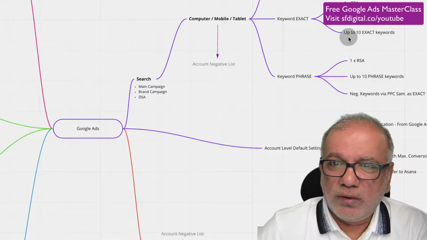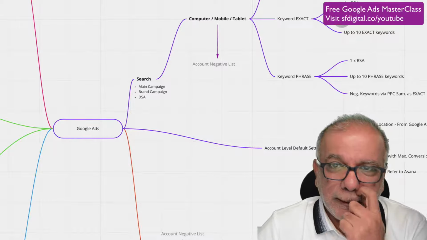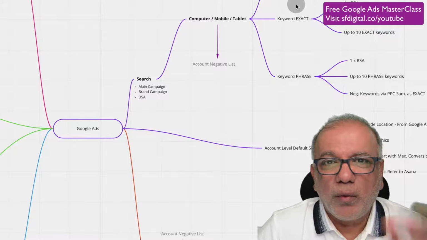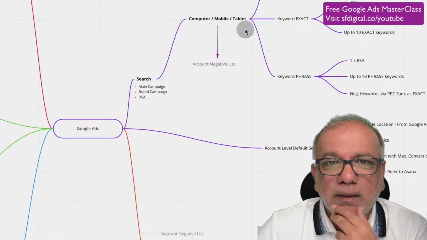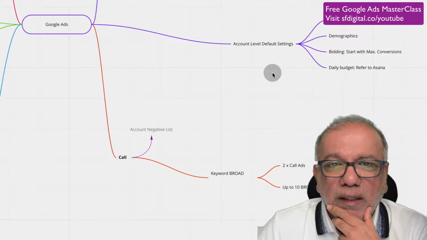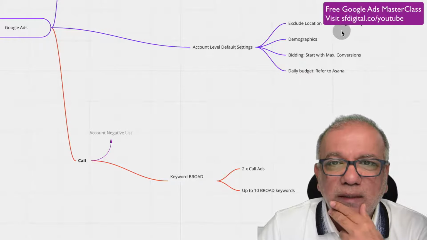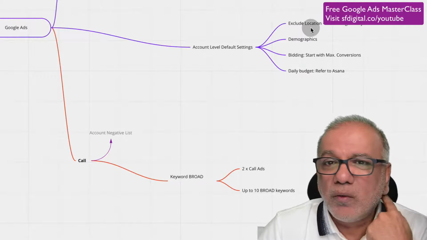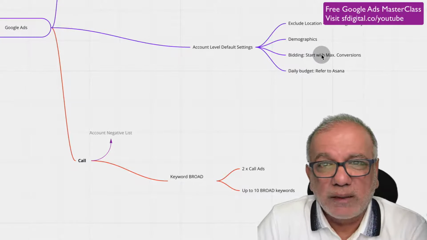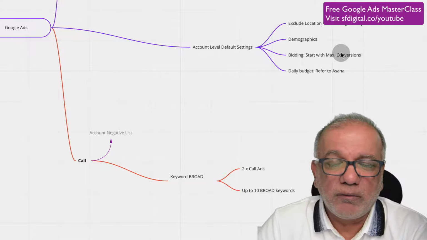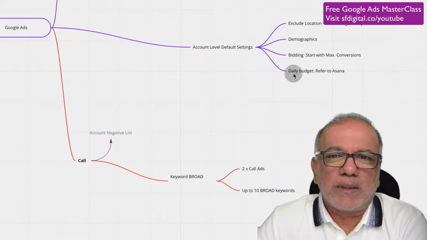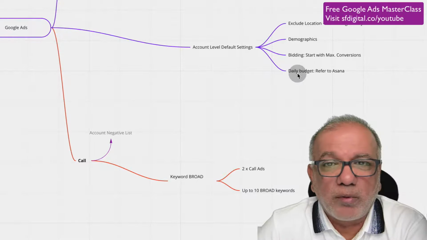Now what you want to do is, once you've structured one campaign, you copy and paste it and just change the device targeting. So that's the quickest way of multiplying your campaigns. At account level default settings, you want to exclude locations and demographics, and set them up. Bidding, you can either start with max conversions or with manual CPC, whichever one you feel is appropriate for you. And obviously the daily budget, which you need to set up if you are working for a client.